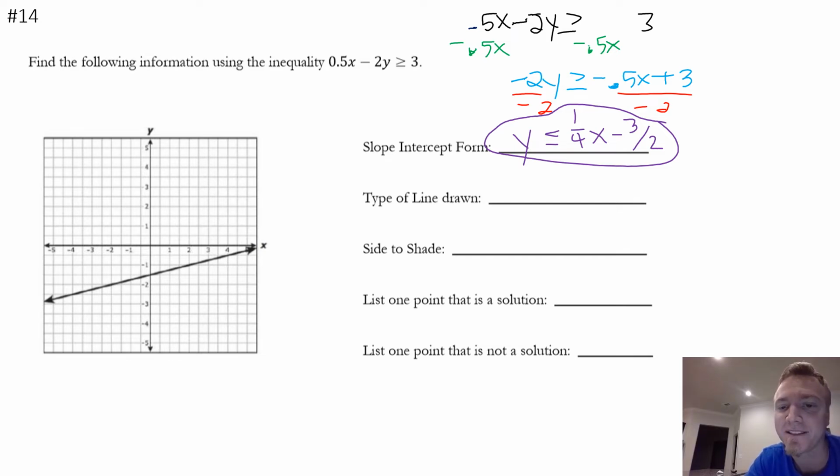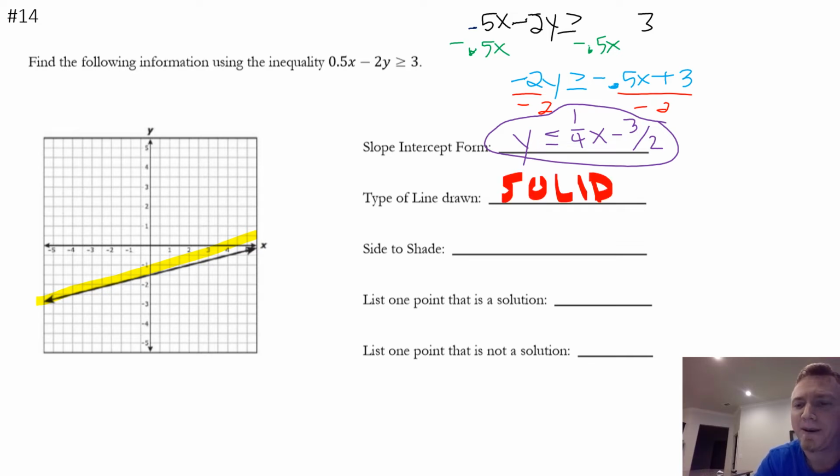minus 3/2. Now that I see that my inequality symbol is or equal to, I know the line is going to be solid. So my line that's graphed should be solid. So we would write line is going to be solid.